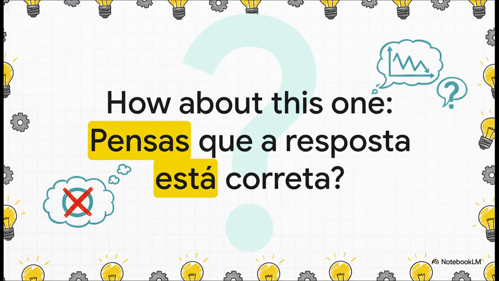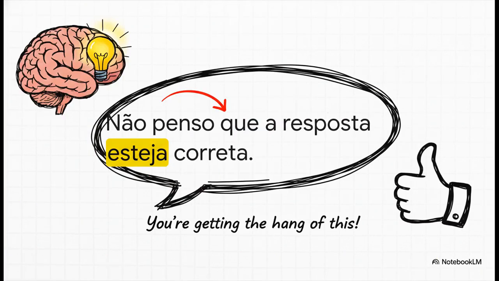Okay, let's do one more just for good measure. Here's the question. ¿Piensas que la respuesta está correcta? Do you think the answer is correct? And let's say you don't. You want to say, I don't think the answer is correct. So, what's that verb going to change to? Yes, exactly. Não penso que a resposta esteja correta. That negative, não penso que, is the trigger for doubt, which flips the verb está right into the subjunctive, esteja. See? You are totally getting the hang of this.